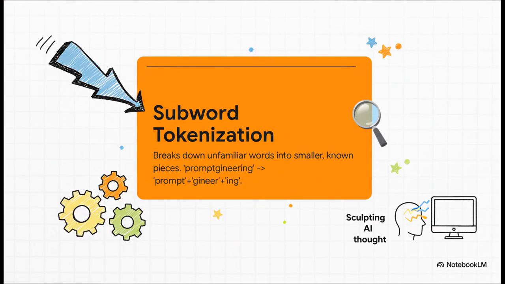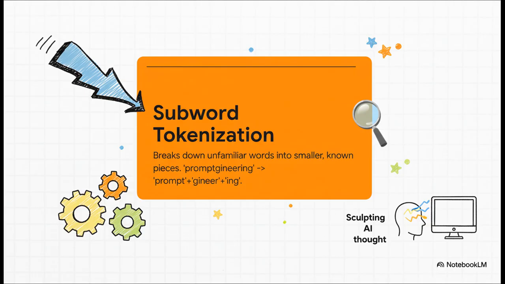But what happens when the AI finds a word it's never seen before? It doesn't just crash and burn. It uses something called subword tokenization. It basically acts like a detective, breaking down a weird word like prompt engineering into familiar pieces. That way, it can figure out the meaning from the parts it already gets.